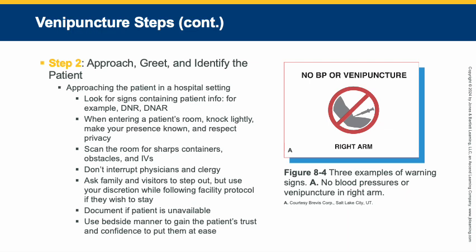Okay, on page 259, it shows you figure 8.4. I want you to look at that one. That shows you no blood pressure or venipuncture, like it'll say which arm, the right arm or the left arm. But also the other 2 signs that are not in this PowerPoint that I want you to be aware of. Look at that picture in figure 8.4 on page 259, figure B.